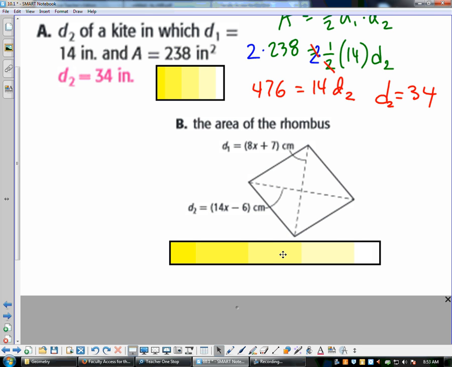All right, let's do this. We're not looking for an actual number here. We're looking for an expression in terms of x. So what am I going to write down to get this expression? Lauren: Okay, A equals 1/2.